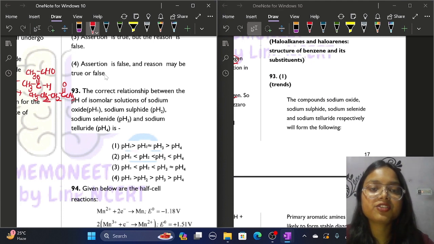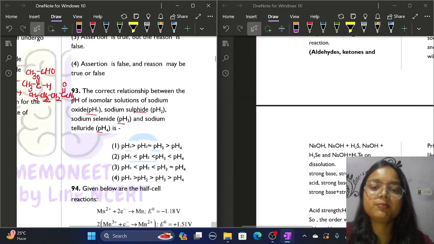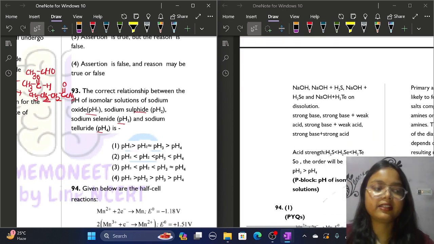For question number 93, the correct relationship between the pH of isomolar solutions of sodium oxide pH 1, sodium sulfide pH 2, sodium selenide and sodium telluride. These four are given. So what will be the pH? Let's see.